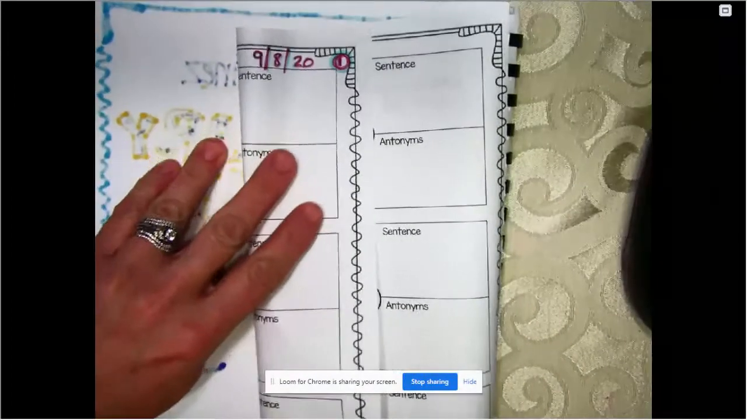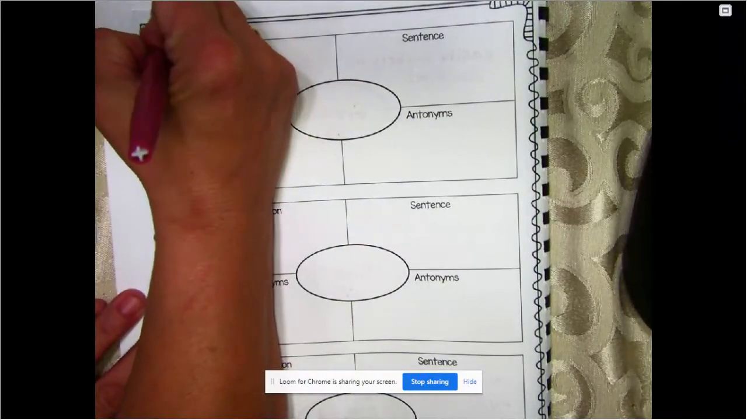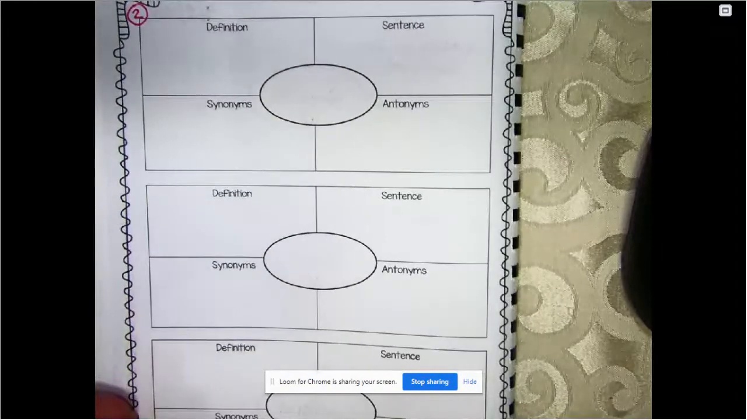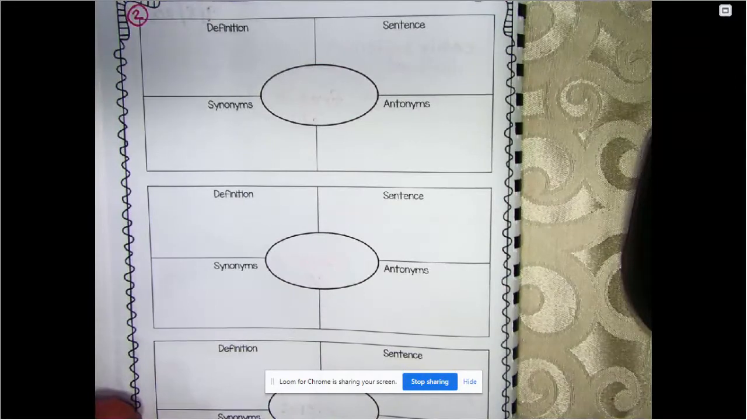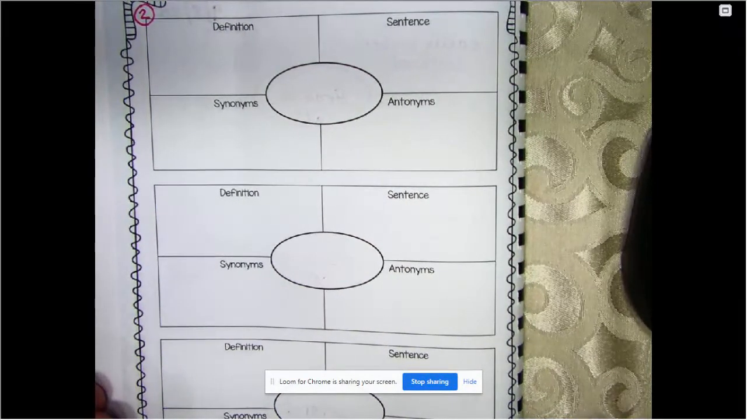So when I turn it, there's 1, and now I turn it over, and I'm going to write number 2, because this is page 2 in the corner. If you want to write the date again, you can. You don't have to, but you can if you'd like to. All right, our next word is specific.